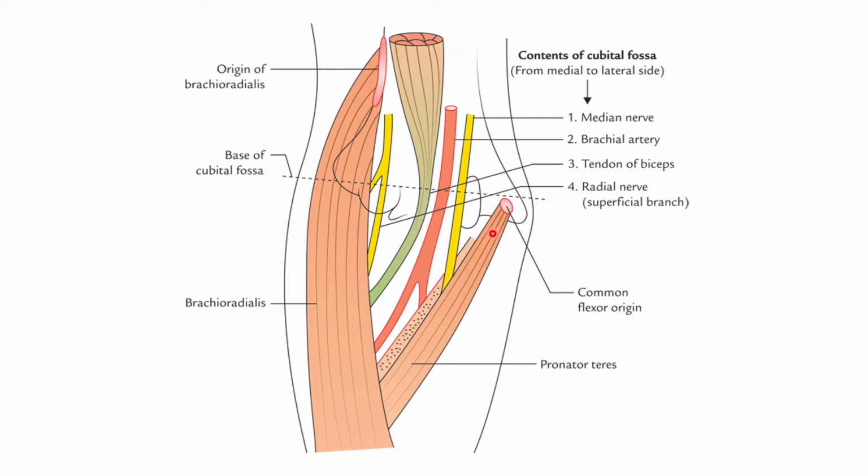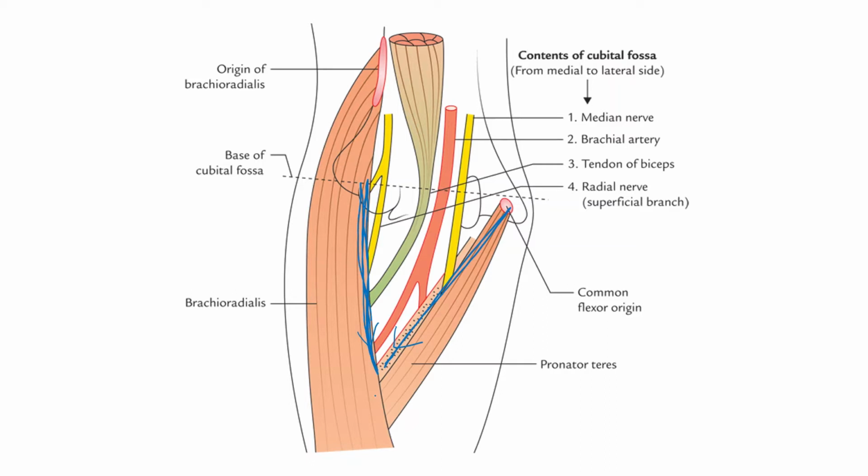The medial and the lateral side of the fossa are mainly formed by two muscles: number one is the pronator teres and the other is the brachioradialis. The pronator teres makes up the medial boundary. The medial border of this cubital fossa is formed by the lateral border of the pronator teres, whereas the lateral border of the cubital fossa is formed by the medial border of the brachioradialis.